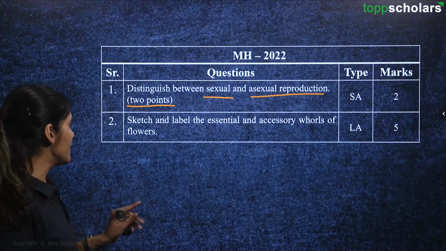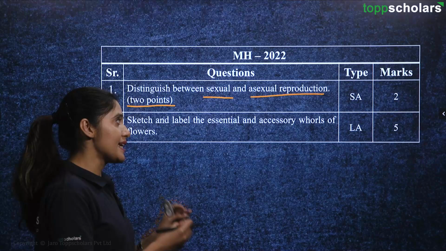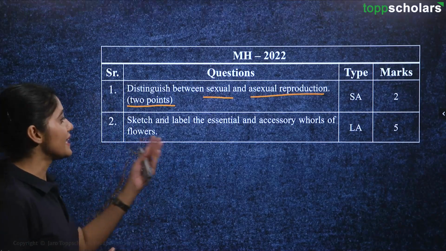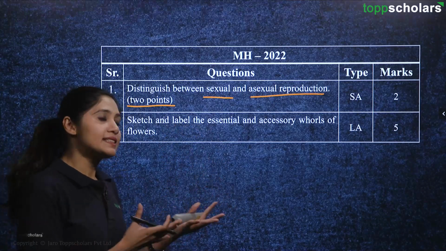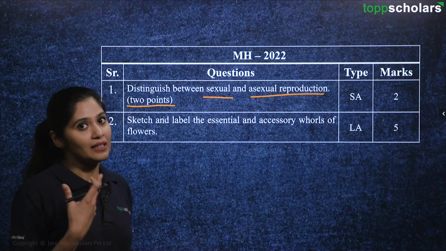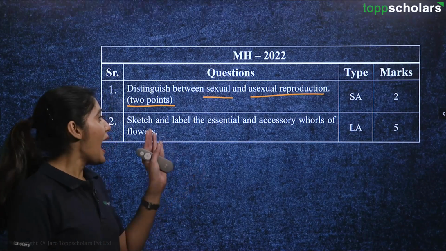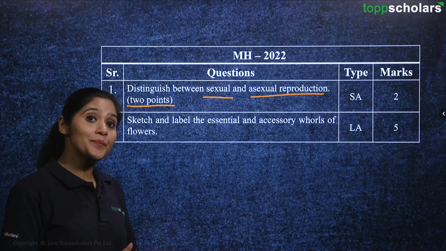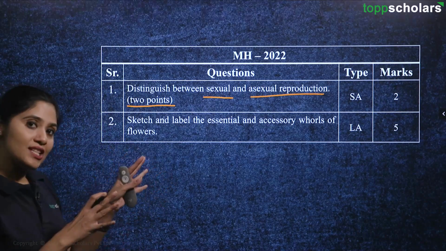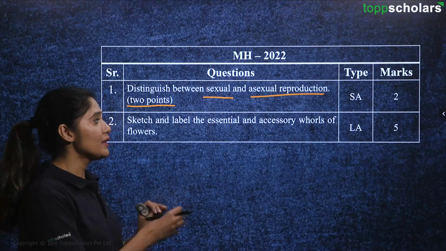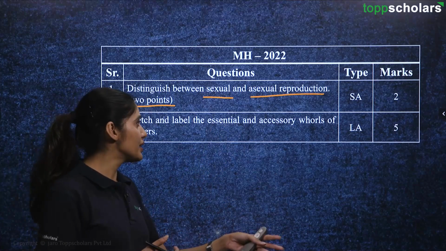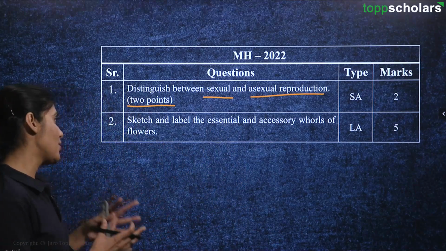Now, the second question is sketch and label the essential and accessory whorls of flowers. So, which are the essential and accessory whorls? Accessory whorls are our petals and sepals. They don't participate in the reproduction process, and our essential whorls are the androecium and the gynoecium, right? So, you have to sketch and label those parts and then also mention why these are known as the essential and the accessory whorls of a flower.